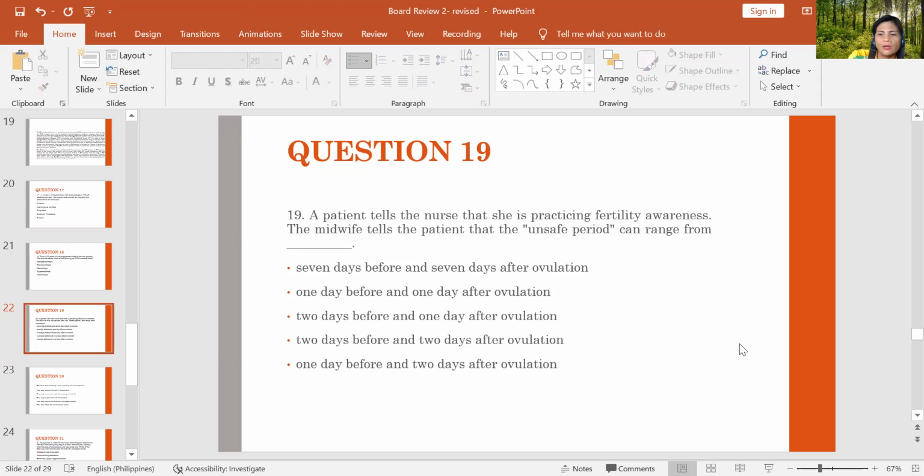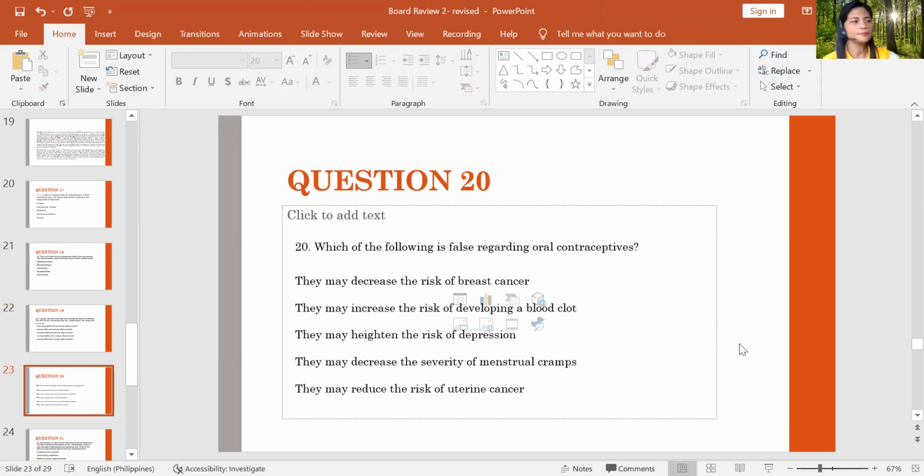Okay. Moving on to question number 20. Which of the following is false regarding oral contraceptives? They may decrease the risk of breast cancer. They may increase the risk of developing a blood clot. They may heighten the risk of depression. They may decrease the severity of menstrual cramps, or they may reduce the risk for uterine cancer.